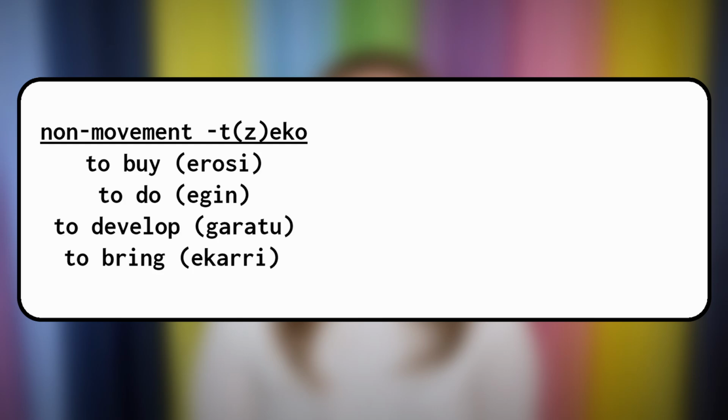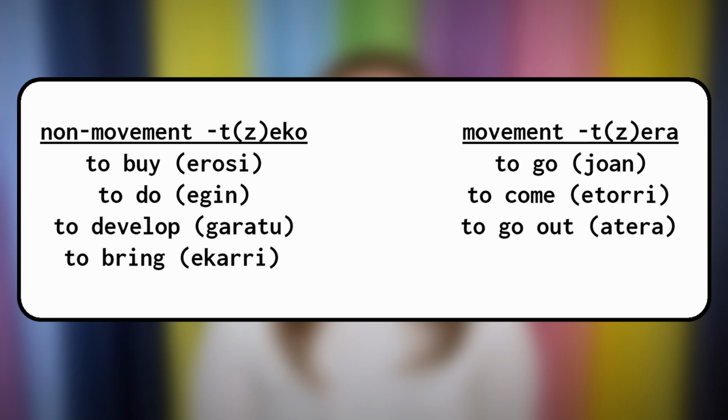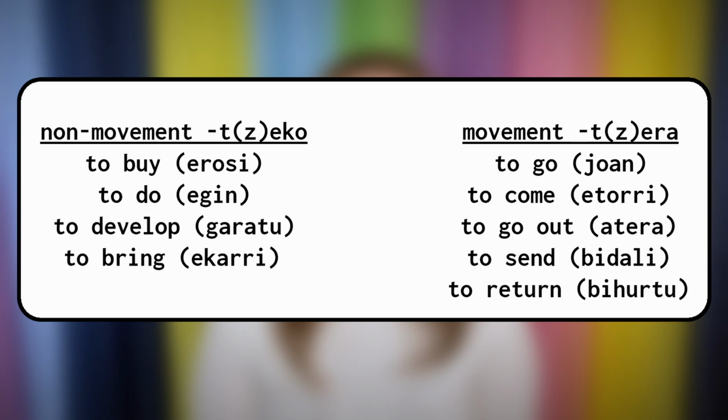To recap, our first four sentences used the non-movement verbs in the main clause: to buy, to do, to develop, to bring, thus tzeko or teko. The next four sentences use movement verbs in the main clause: to go and to come, thus tzera or tera. Other verbs aside from go and come can be used too, like atera, to go out, bidali, to send, or itzuli, to return, and many other verbs that are related to motion and which cause the allative suffix to be attached to nouns.